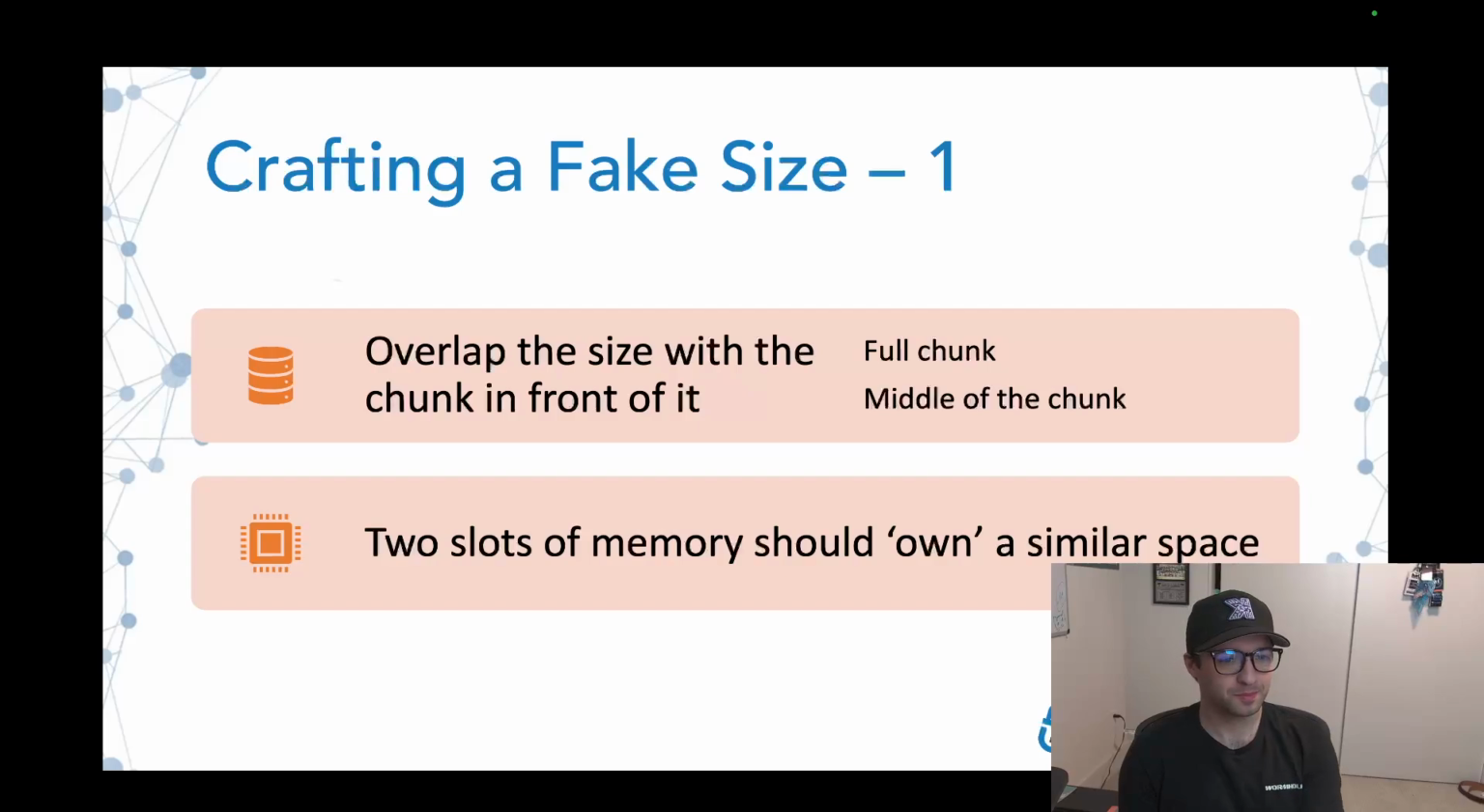Words are hard. When we do this, the key thing is overlapping the size with the chunk in front of it. This can be a full chunk, in the middle of a chunk, kind of depends on what you have in mind. But the key concept here is we need two slots of memory to think that they own the same space. Similar with the concept of use after free.